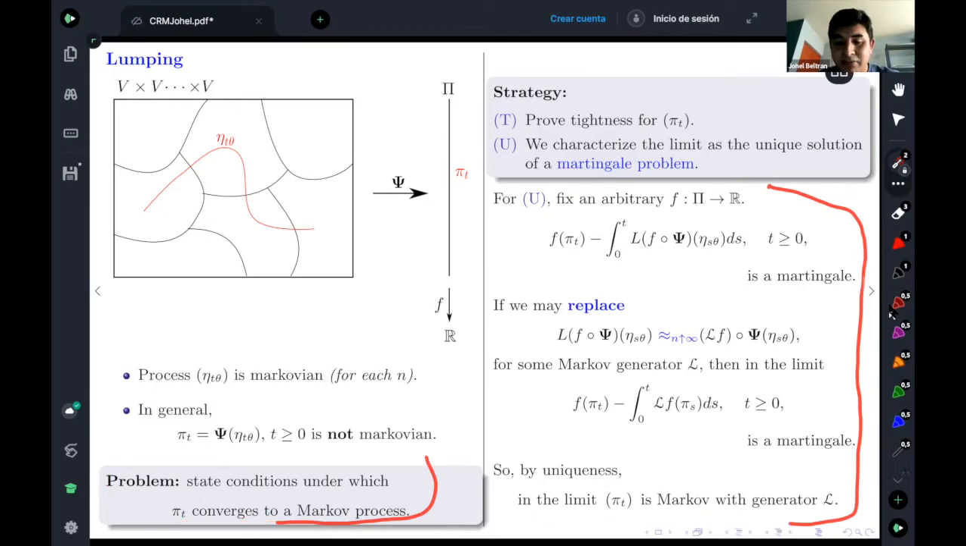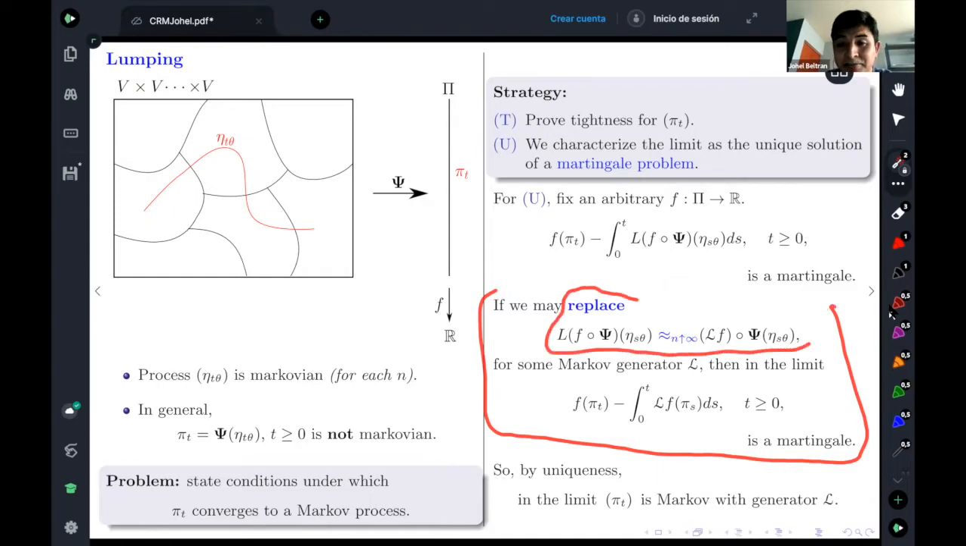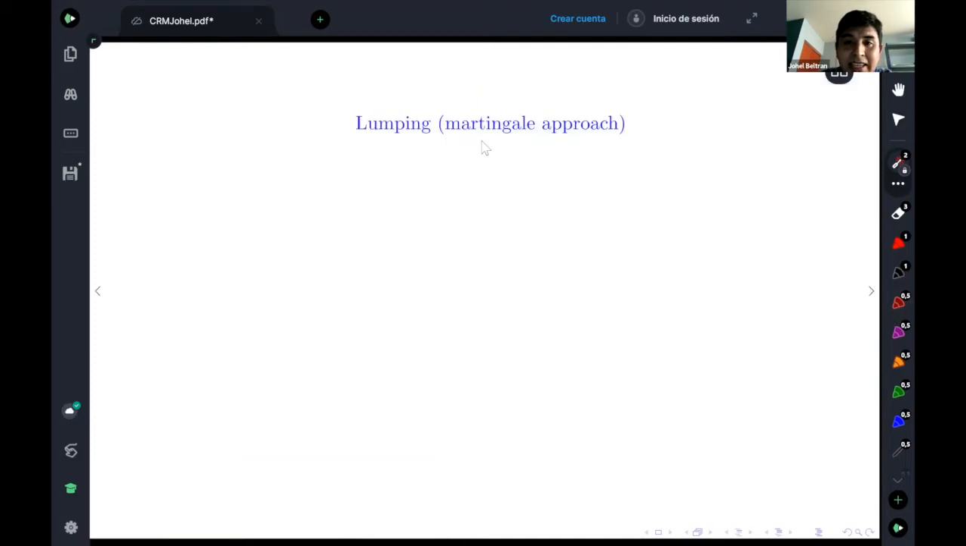So this is just a very general idea, and I wanted to explain that because I wanted to stress where the difficult part, the more technical part of this general idea is, in fact this replacement. And this is the replacement that you need to prove model by model, and for each model you need different tools. Okay. So this is the Martingale approach for this problem of lumping.